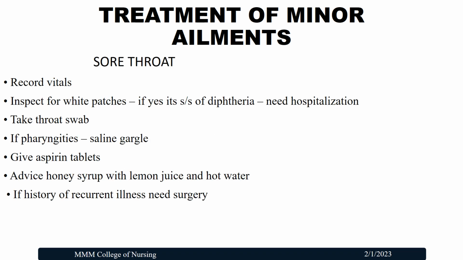Sore throat. Record vitals. Inspect for white patches. If yes, these are signs and symptoms of diphtheria. Needs hospitalization. Take a throat swab. If pharyngitis, saline gargle is important. Give aspirin tablets and advise honey syrup with lemon juice and hot water. If history of recurrent illness, needs surgery.